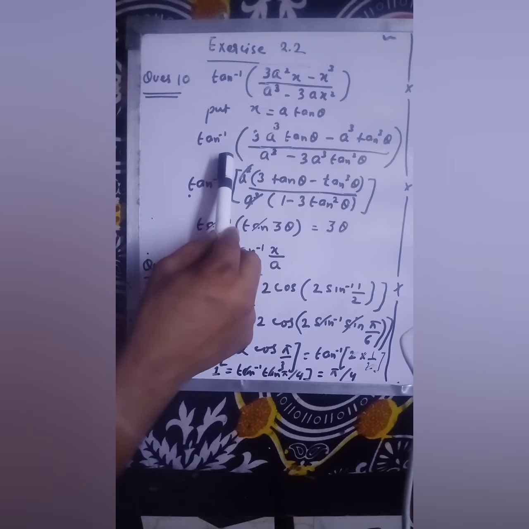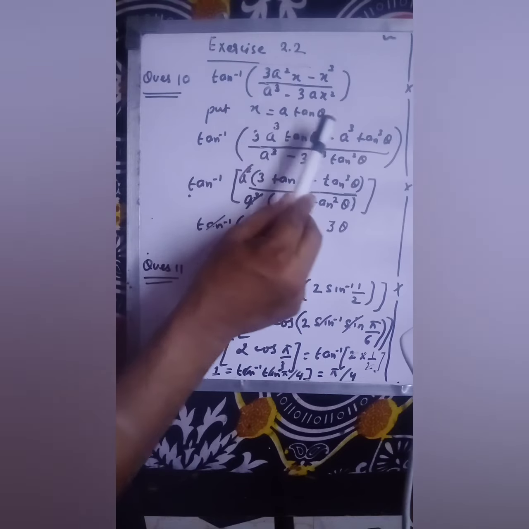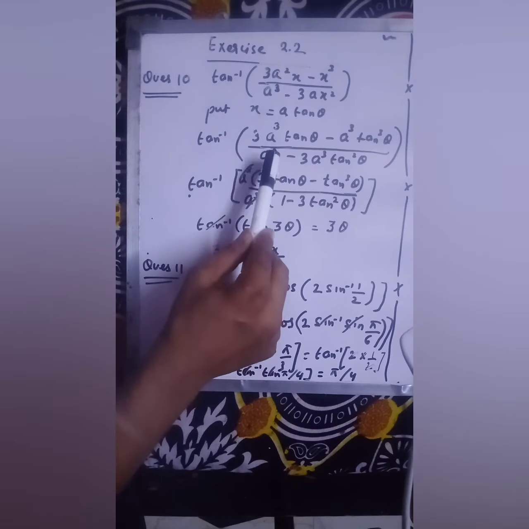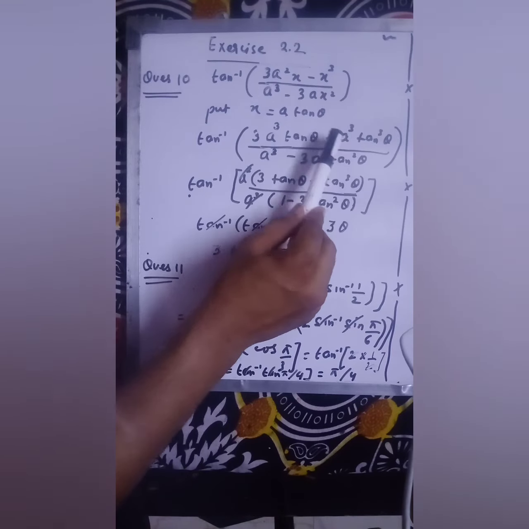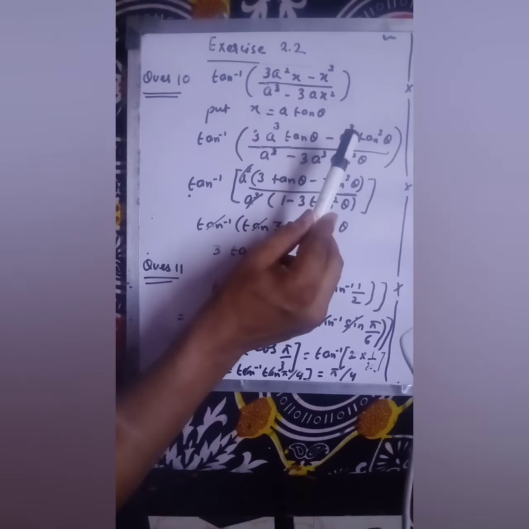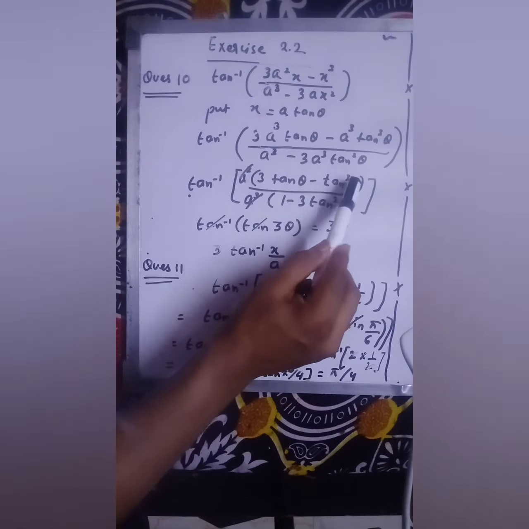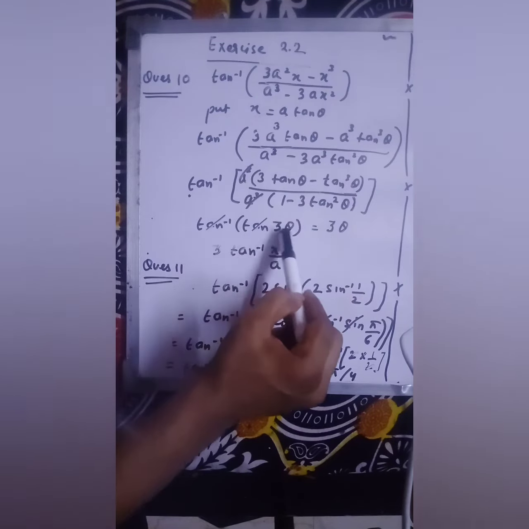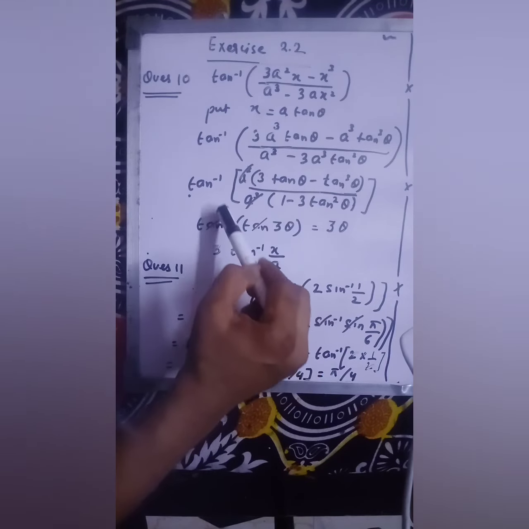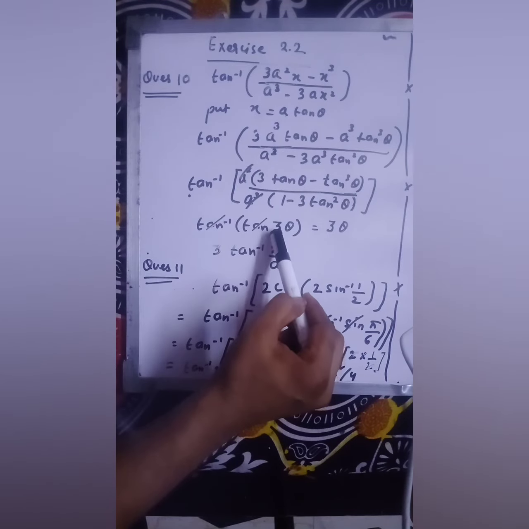After putting x equals a tan theta in this step, you will get this. After that you can take a cube as common from the numerator and denominator, and this will cancel out like this, and this would be the formula of tan 3 theta. Tan inverse and tan will cancel out and you will get 3 theta.